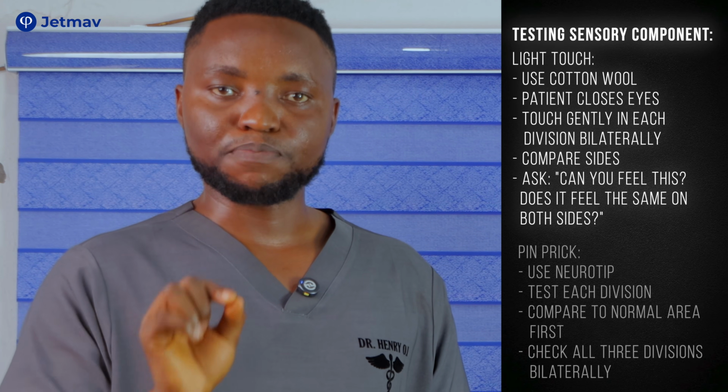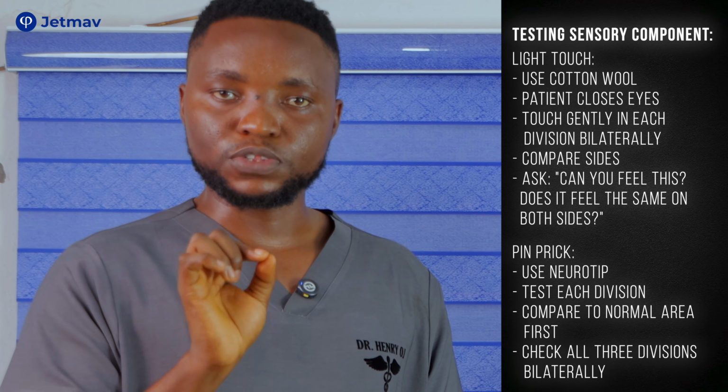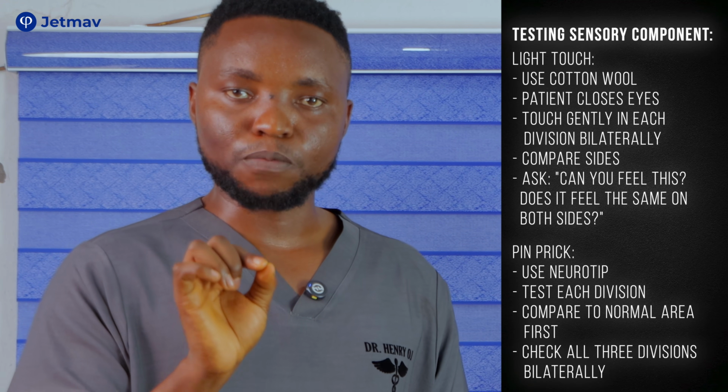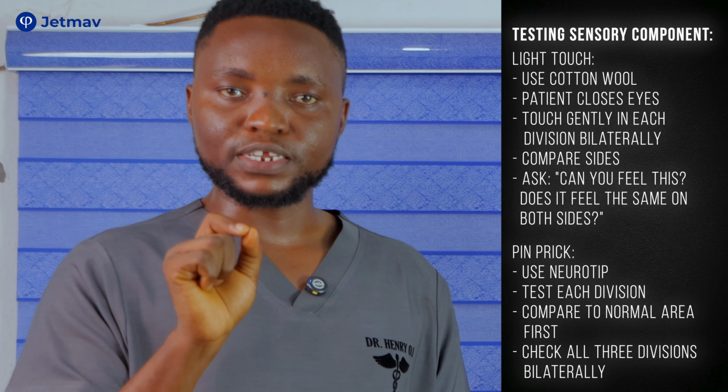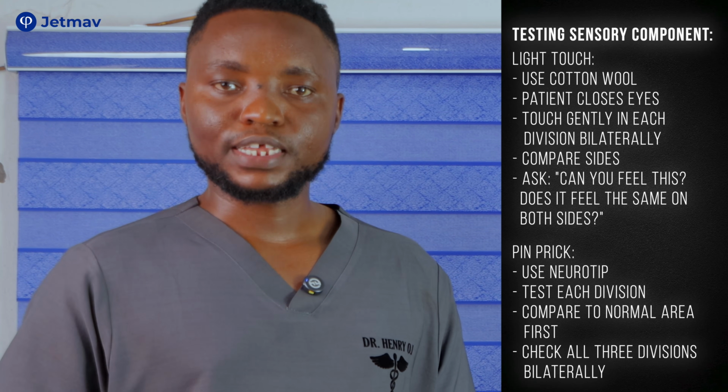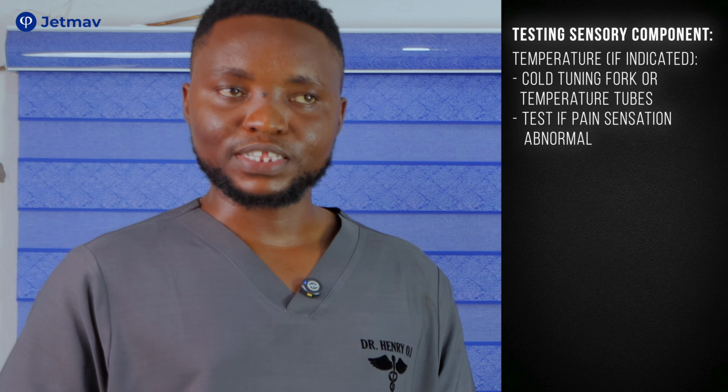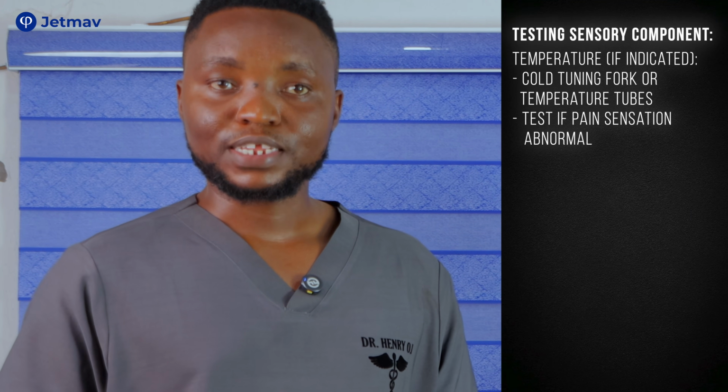Then we'll also do that for the pinprick. We're using what we call a neurotip. We'll test each division, then compare with the normal. Then we also test the temperature, if it is indicated, but most times the temperature can be omitted. That's for the sensory function.